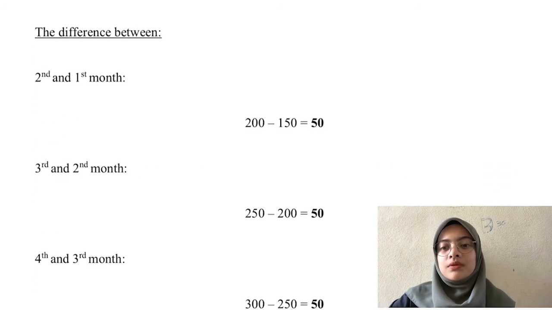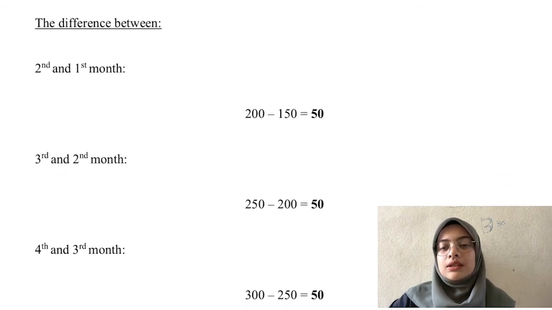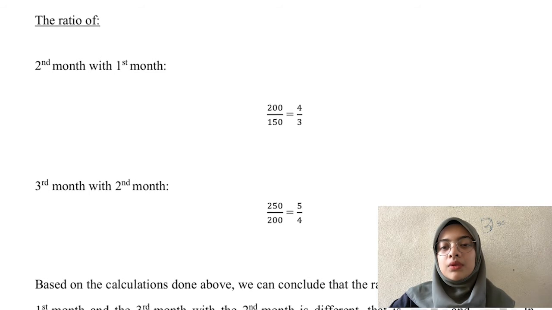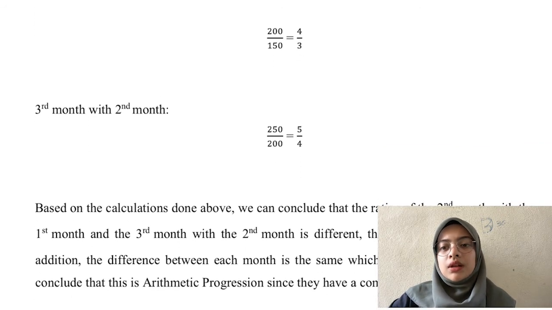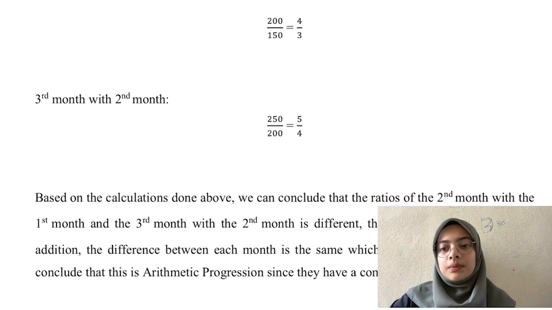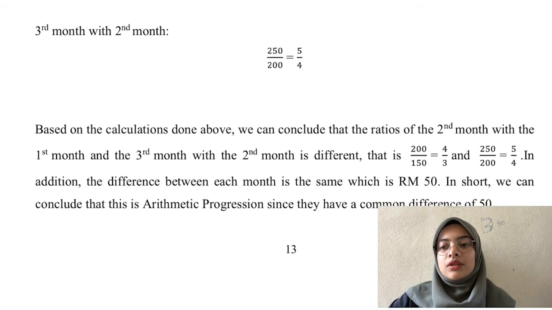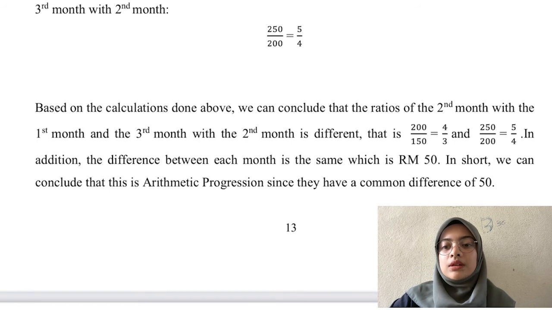The difference between the second and first month is 50, the third and second month is 50, the fourth and third month is 50. The ratio of the second month to the first month is 4/3. The third month to the second month is 5/4. Based on the calculation done above, we can conclude that the ratio of the second month to the first month and the third month to the second month is different. That is 4/3 and 5/4. In addition, the difference between each month is the same, which is 50 ringgit. In short, we can conclude that this is an arithmetic progression since they have a common difference of 50.